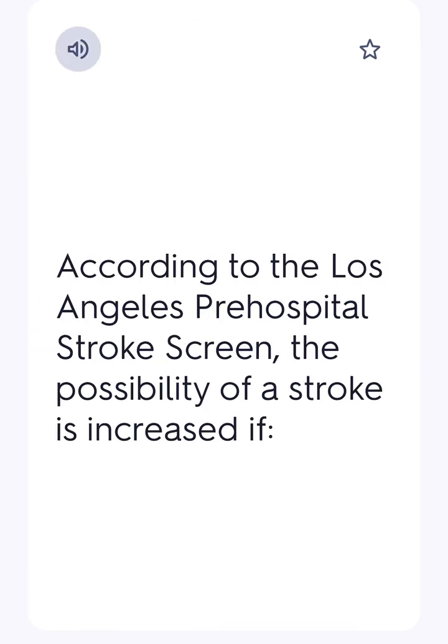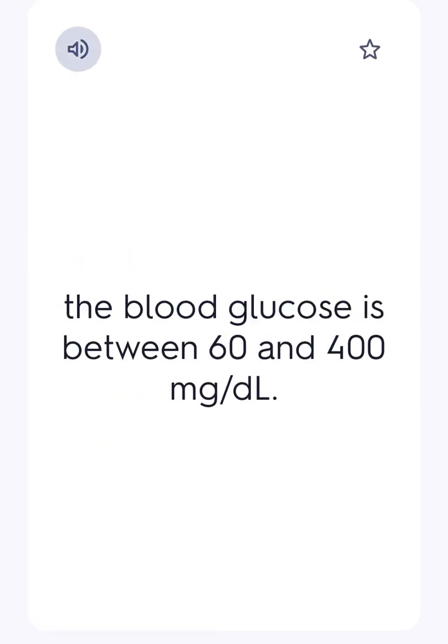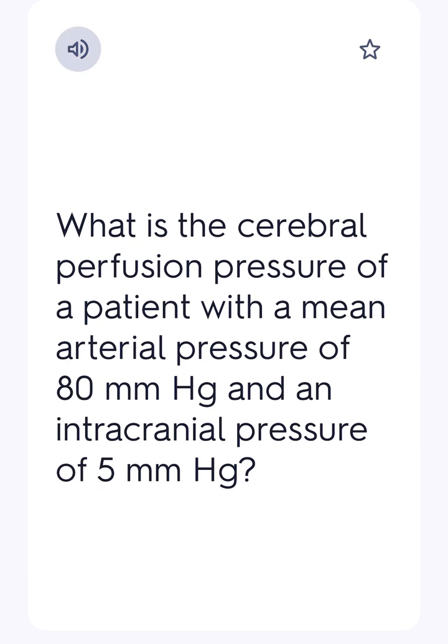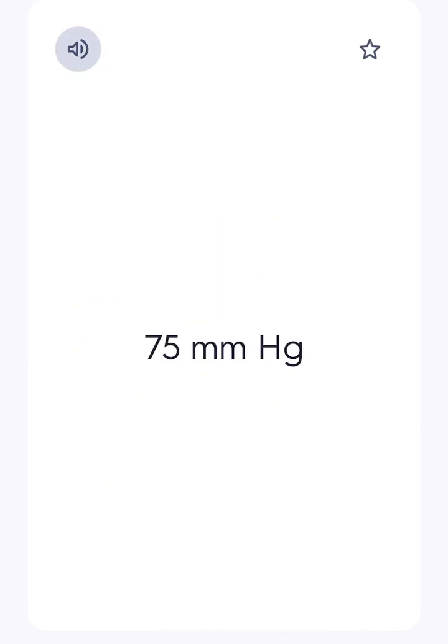According to the Los Angeles Pre-Hospital Stroke Screen, the possibility of a stroke is increased if the blood glucose is between 60 and 400 mg per deciliter. What is the cerebral perfusion pressure of a patient with a mean arterial pressure of 80 mm Hg and an intracranial pressure of 5 mm Hg? 75 mm Hg.